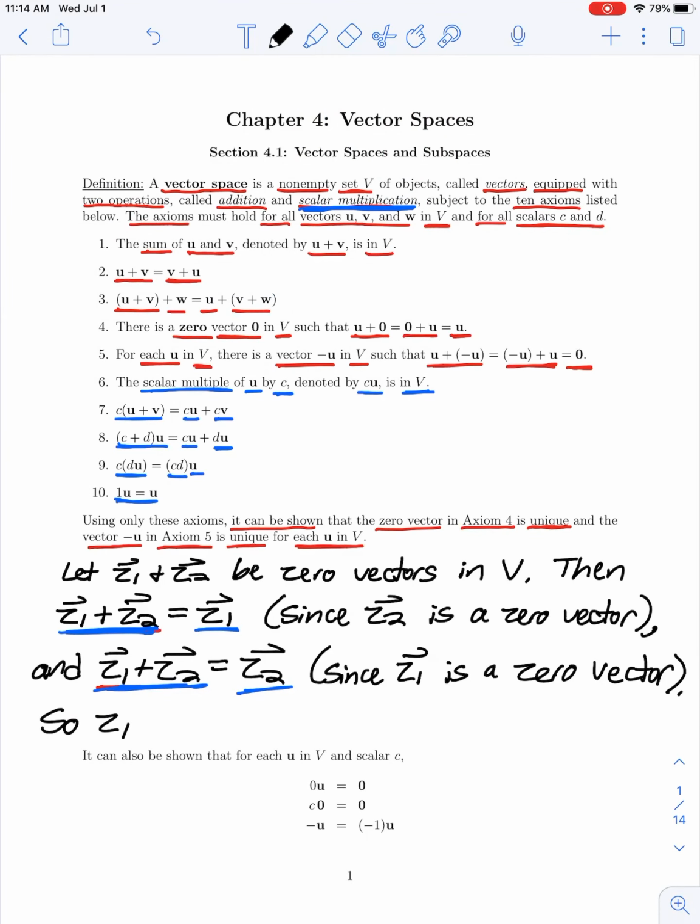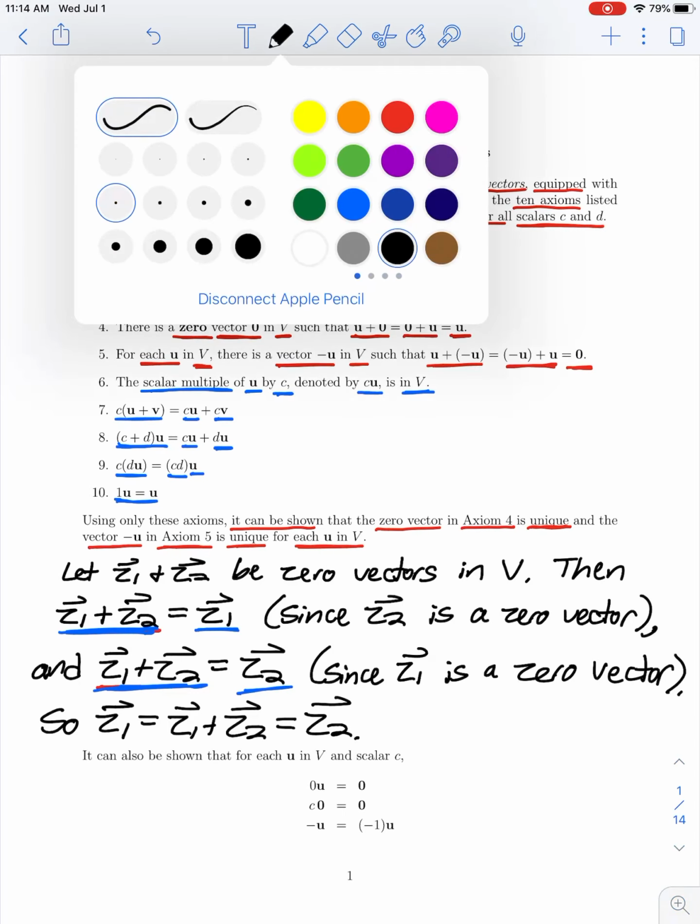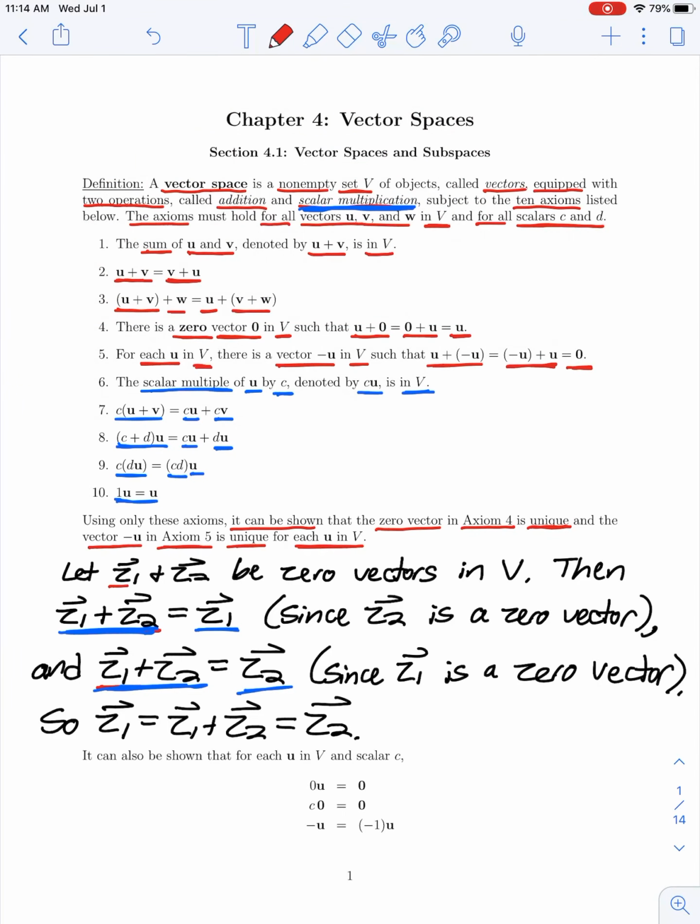So here, z1 is the sum of z1 and z2, which we've shown is also equal to z2. So z1 must equal z2. Therefore, we've shown if we have two zero vectors in any space, they must be equal to each other. That is, there is only one zero vector for any vector space V.